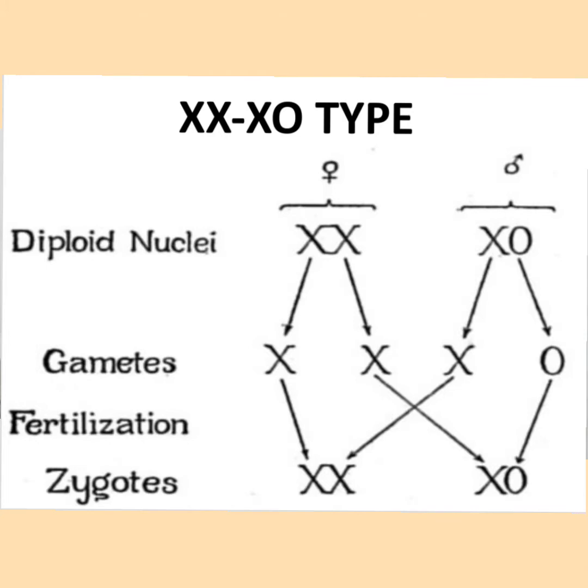Regarding the XX-XO type, the diploid nuclei in the female has two X chromosomes, that is X and X. The male has only one X chromosome. Now the gametes produced by the females are X and X, that means they are homogametic, whereas the males have only one X chromosome in a gamete, and the other does not contain the X chromosome. And by fertilization, the zygotes that are formed contain X and X chromosome, which is a female, and the X and 0 chromosome, which is a male.